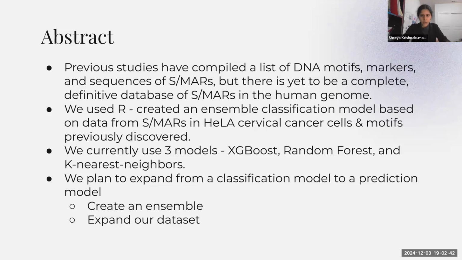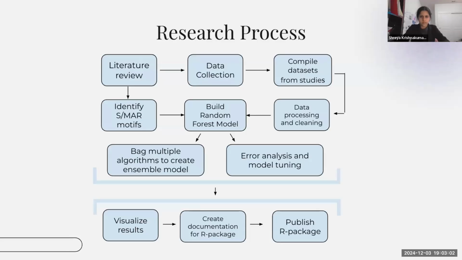Right now, we use 3 models: XGBoost, Random Forest, and Neighbors. We plan to expand from a classification model to a prediction model, and our future goals are to create a full ensemble model and to expand our data set in order to have results that are more accurate and more realistic. So onto our research process.